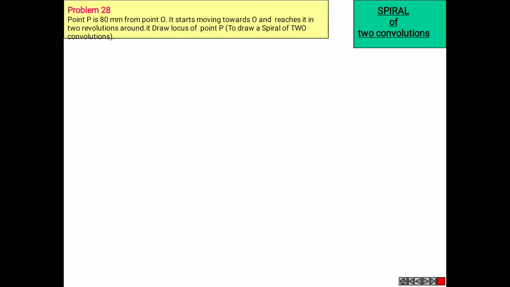See the problem again. Point P is 80 mm from point O. It starts moving towards O and reaches it in 2 revolutions around it, and draw the locus of point P to draw a spiral of two convolutions. What is he saying? There is a point P that is 80 mm from point O. That means the distance O to P is 80 mm. It's the radius. It starts moving towards O and reaches it in 2 revolutions around it; draw the locus of the point.